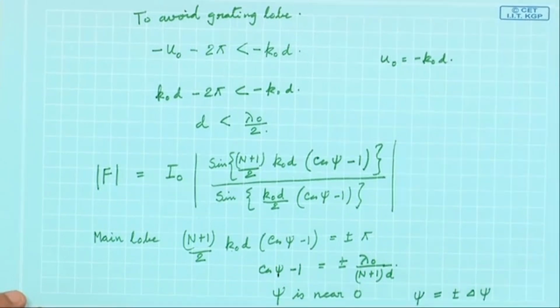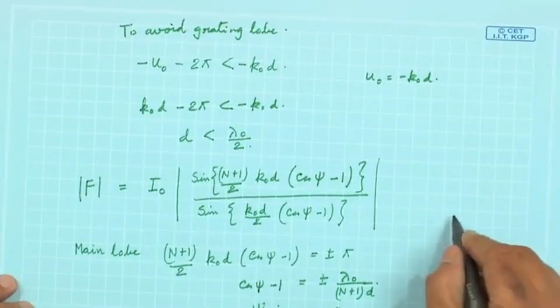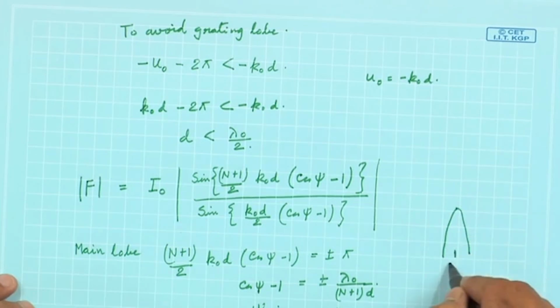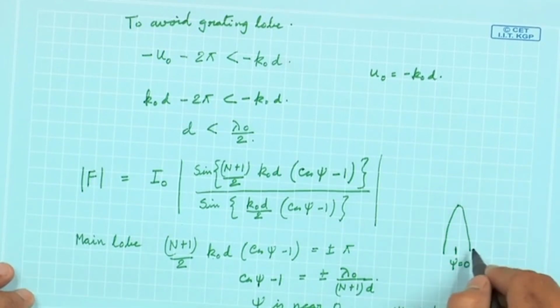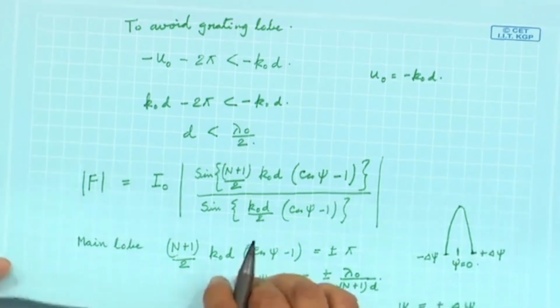Now, what is that value? Now, we will have to solve. What is the value of this delta psi? So, I can draw this, that this is the main beam. So, this is at psi is equal to 0, we have seen the peak occurs, and this one is at plus delta psi, this one is at minus delta psi.